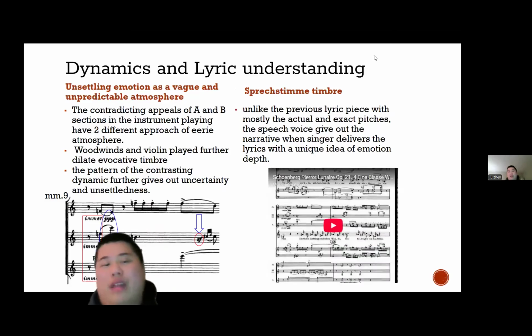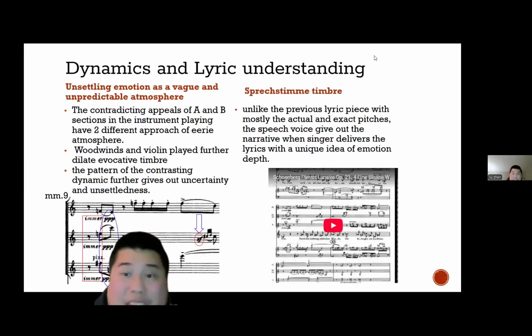So actually, I just want to focus a little bit on the timbre and also the dynamics. First, he used a very interesting and unique specialty, which is the Sprechstimme timbre. Basically, it means that Schoenberg allowed the singer to not sing the pitch of the note, but instead wants the singer to deliver a speech voice, just talking. I think this gives another approach to the music. So I'm going to play a little bit.